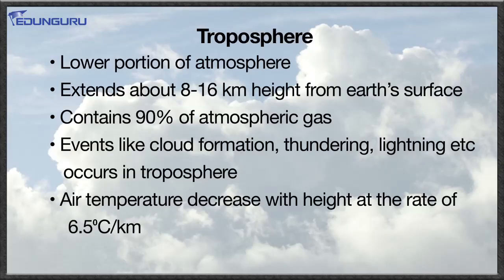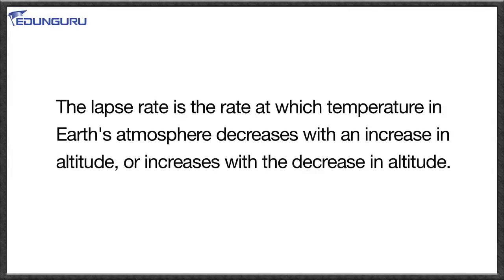The temperature decreases at the rate of 6.5 degrees Celsius per kilometer. As we move upward by 1 kilometer, the temperature decreases by 6.5. So that is why at high altitude we have a low temperature and at ground we have a high temperature. This process in which the temperature decreases with respect to altitude or height, we call it a lapse rate.